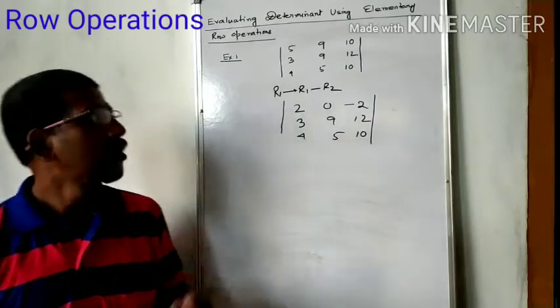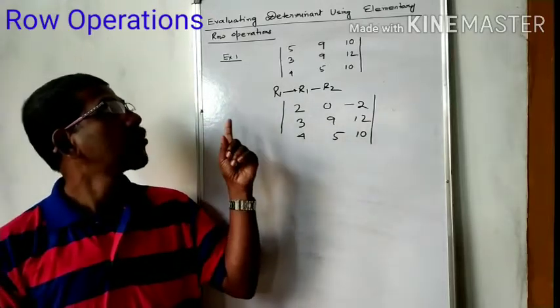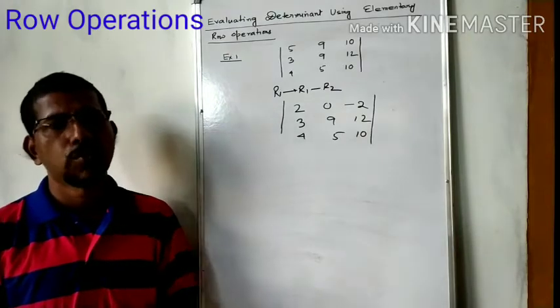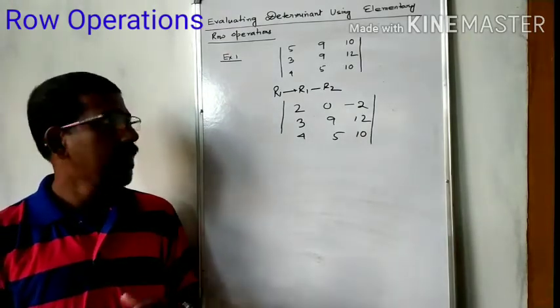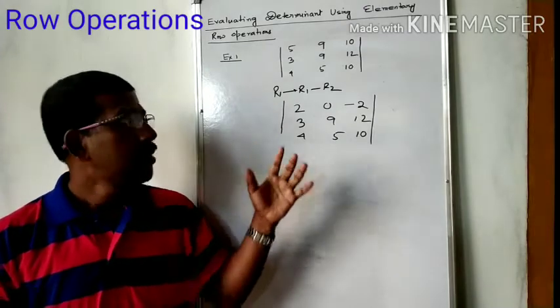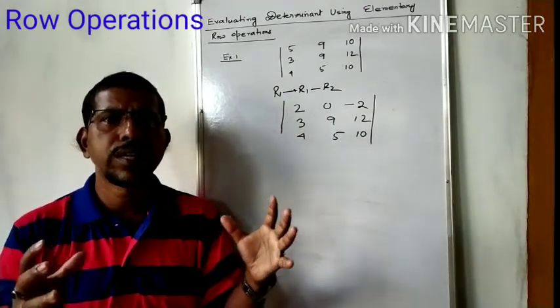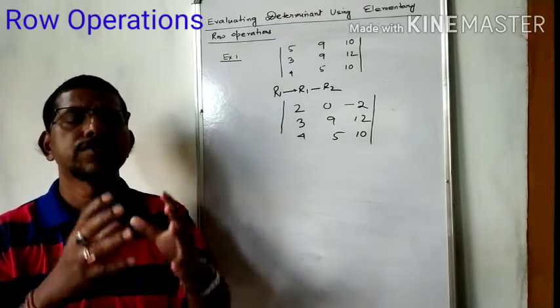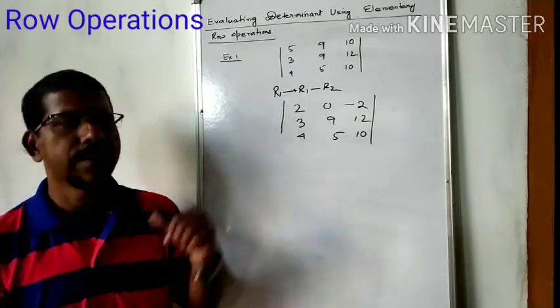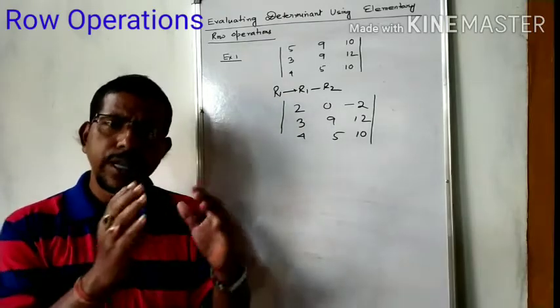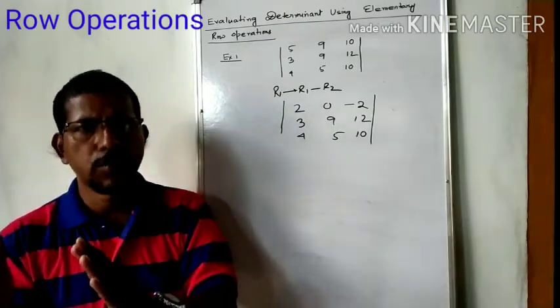Hello students, today I am going to teach you how to evaluate a determinant by using elementary row operations. Whenever we get a determinant to evaluate, we can easily use row or column operations to reduce the number of elements of the determinant of square matrices, so that we can find the value of the determinant very easily. We can use row operations, we can use column operations.